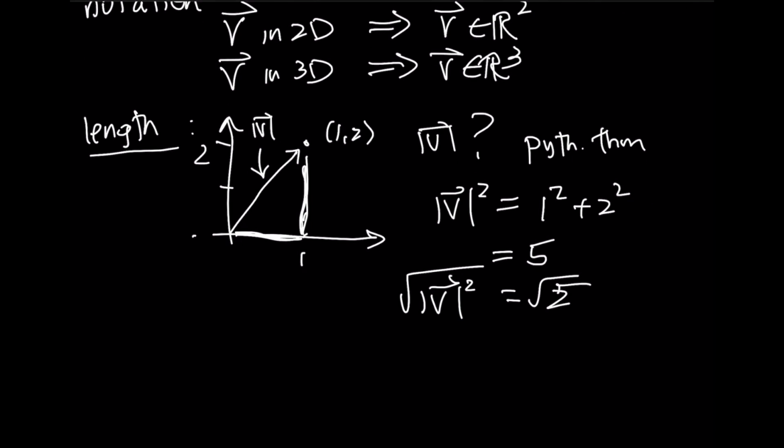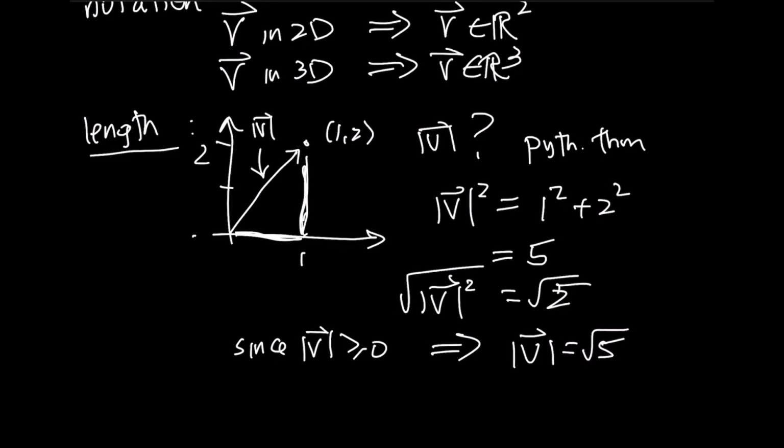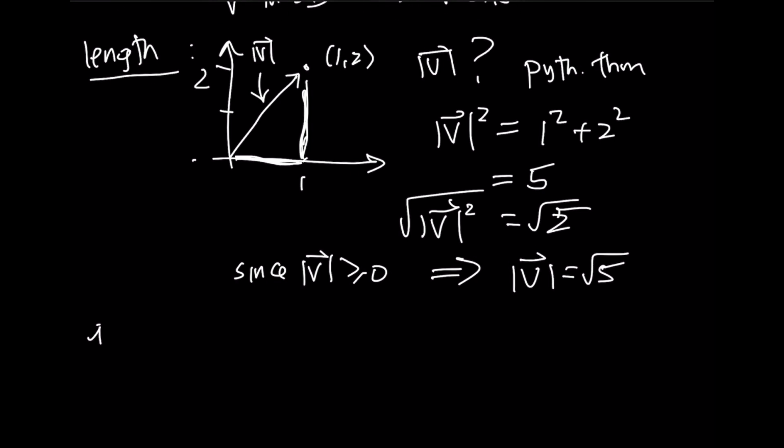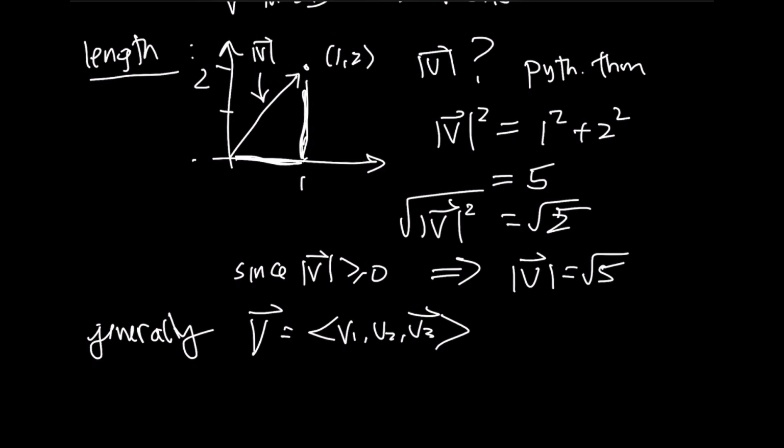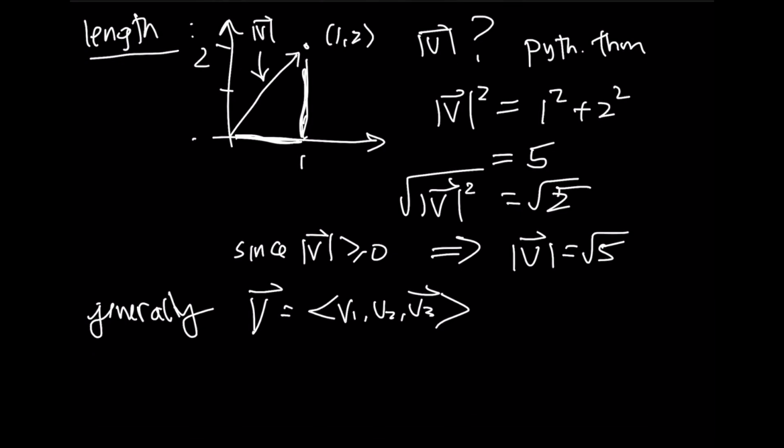And remember that since lengths are only positive, greater than or equal to 0, we will reject the negative root and say that the length of the vector is root 5. Now, generally, if I have a vector and I know its components, let's say in R3, v1, v2, v3, I could repeat the same process and use the Pythagorean theorem and repeat what I did for the distance formula.